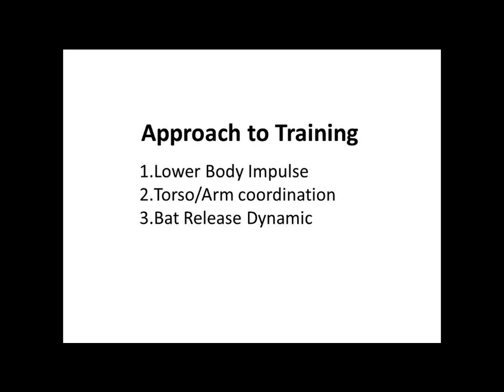And then the bat release dynamic is just an extension of number two, where now we're talking about being able to create that coordination, torso, arm, out, and then be able to brace or stabilize the body, especially at the core, but certainly the lower body as well, so that we can force the implement to release, gaining speed efficiently off of the body, off of the arms, and into the impact zone. So we want to get the majority of the output occurring through the impact zone, which we're not seeing right now.